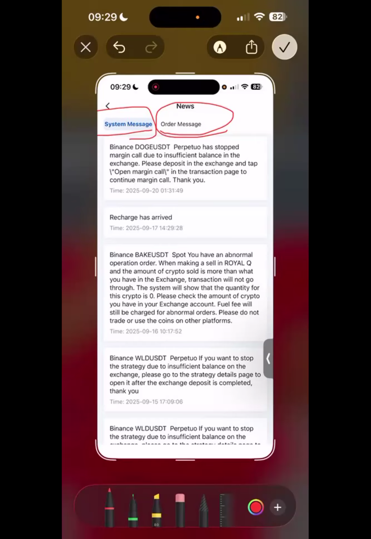If you are trading and your margin calls, okay, they cannot initiate any longer. Why? Because you don't have enough USDT or enough USDC or whatever assets you are trading with. The system will alert you under the system message that, hey, you don't have enough, so your margin call will be turned off. Once you top up, you can switch it on again.